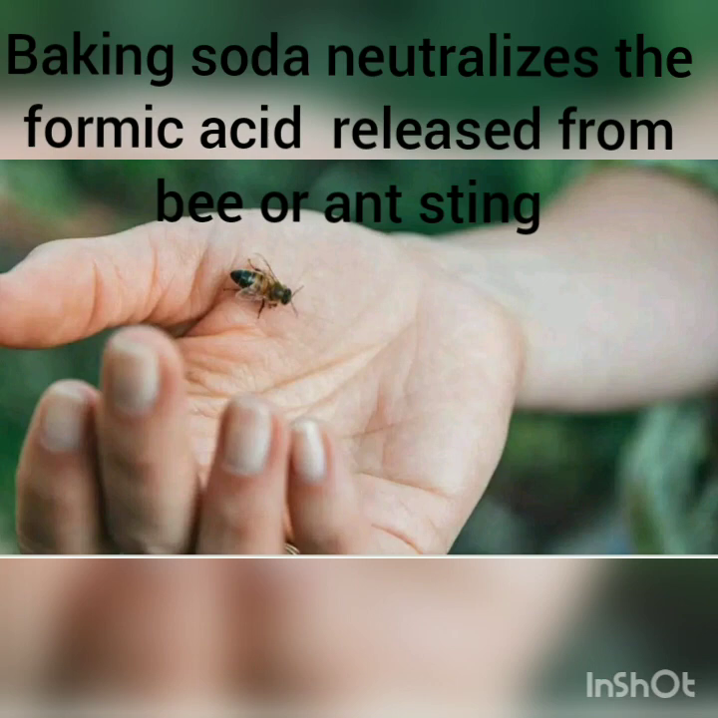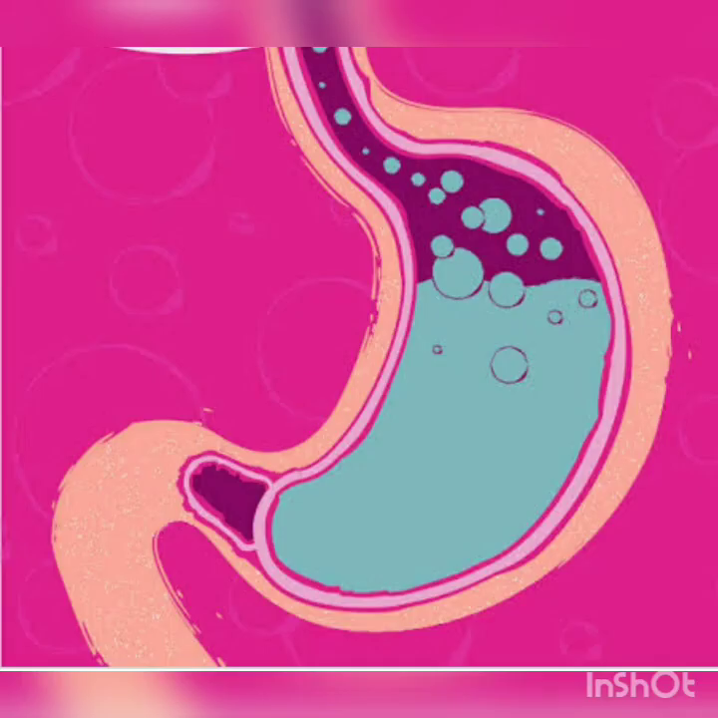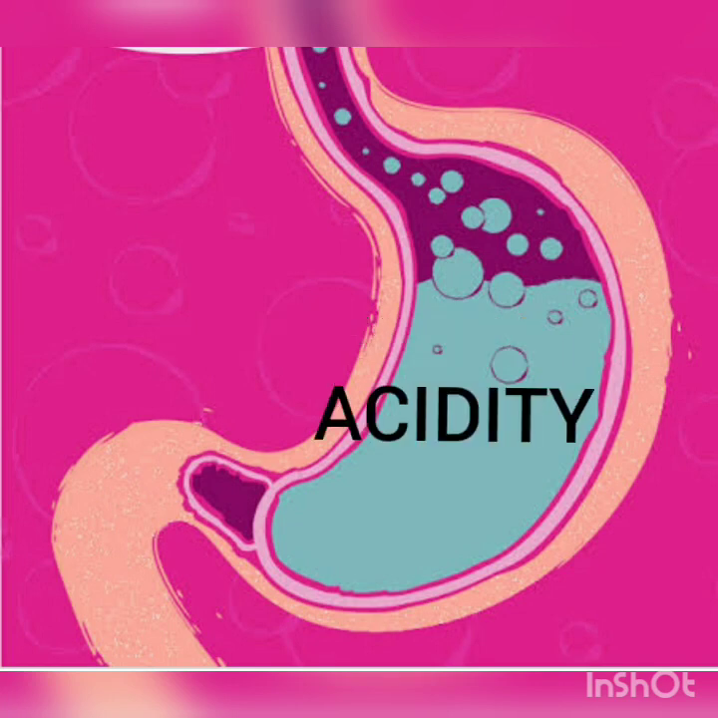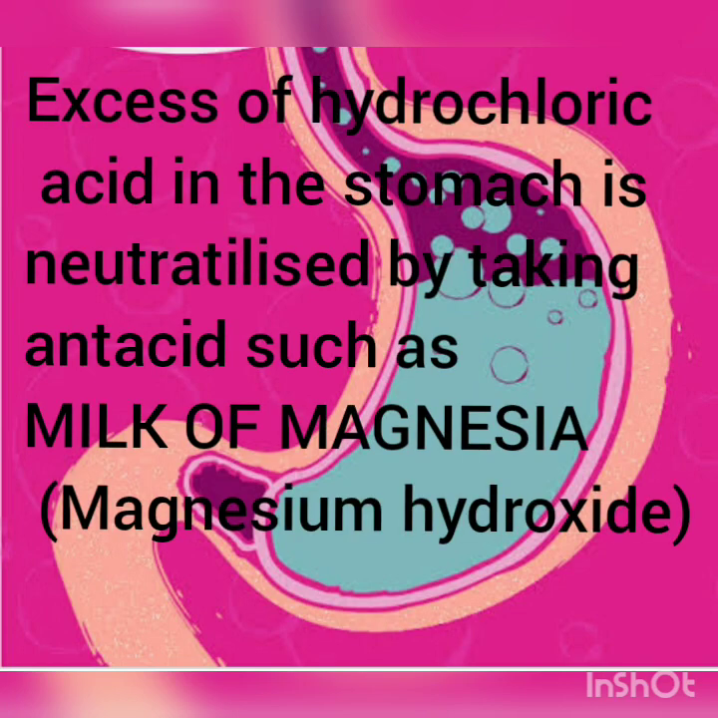Sometimes excess of hydrochloric acid is released by our stomach, and this can cause indigestion. This indigestion can further lead to acidity. To get relief from indigestion caused by acidity, we take antacid tablets, that is, milk of magnesia. Milk of magnesia is magnesium hydroxide, that is, a base. It neutralizes excess of hydrochloric acid released by our stomach and thus provides us relief.